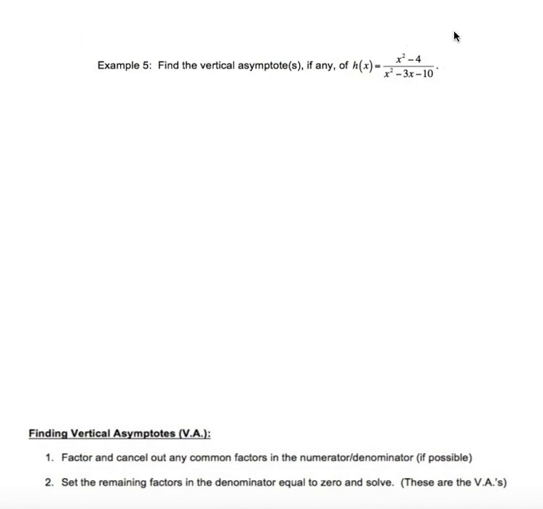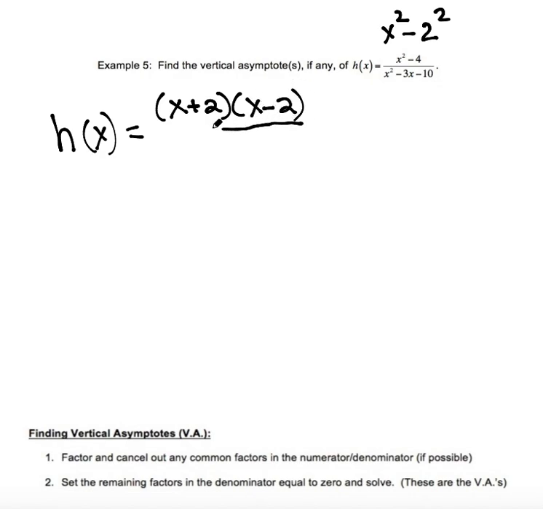So the numerator, the top, is a difference of squares. I'm going to write it out as x squared minus 2 squared so that you see that it's a difference of squares. Remember, a difference of squares factors to, in this case, x plus 2 and x minus 2. Now I have to factor the denominator. I need factors of negative 10 that are going to add up to negative 3. So my factors are going to be a negative 5 and a positive 2. That gives me x minus 5 as one factor and x plus 2 as my other factor.